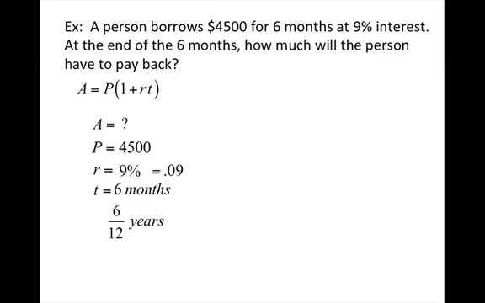So I'm going to go to my formula, A equals P times 1 plus RT, and I'm going to plug in my P, my R, and my T. When I do this, I get A equals 4,500 times 1 plus 0.09 times 6 over 12.